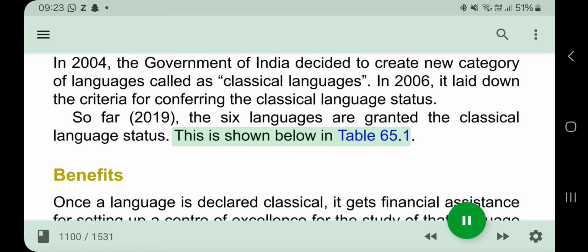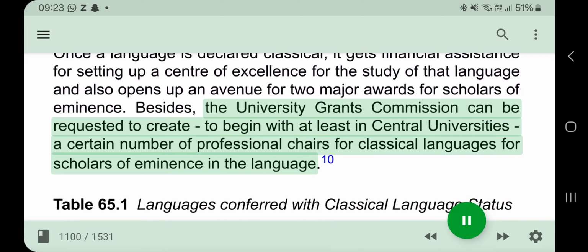Benefits. Once a language is declared classical, it gets financial assistance for setting up a center of excellence for the study of that language and also opens up an avenue for 2 major awards for scholars of eminence. Besides, the University Grants Commission can be requested to create, to begin with at least in central universities, a certain number of professional chairs for classical languages for scholars of eminence in the language.